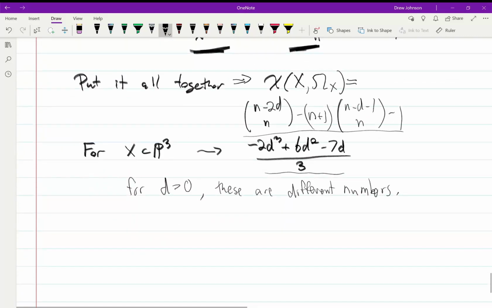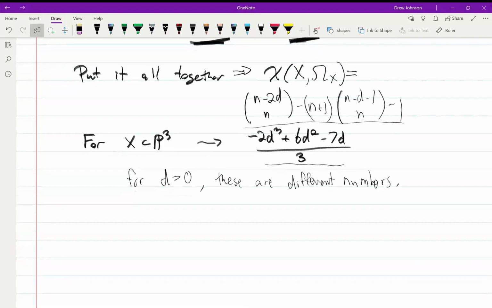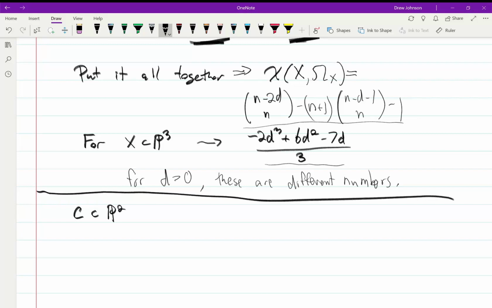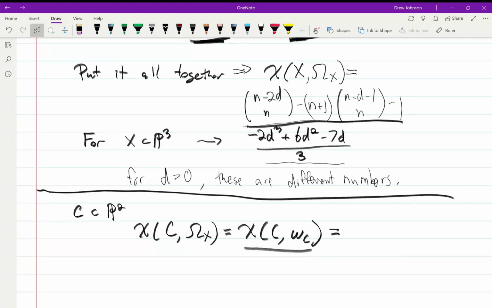Okay, good. Let's also apply this Euler characteristic of the cotangent bundle to our case of curves. So let's go back to a curve in P2. In this case, the Euler characteristic of the cotangent bundle. Well, remember the cotangent bundle is the same as the canonical bundle. So let's go ahead and write it like that. And that will be equal to d squared minus 3d over 2 if you just plug things into this formula up here.